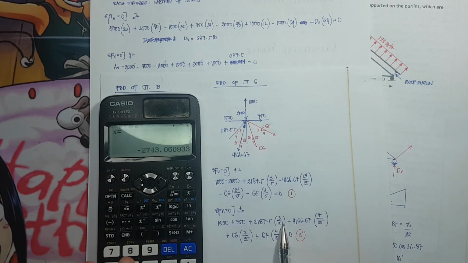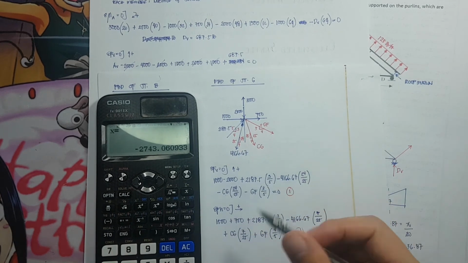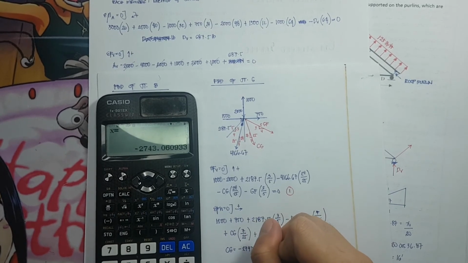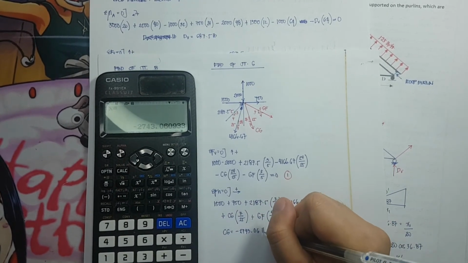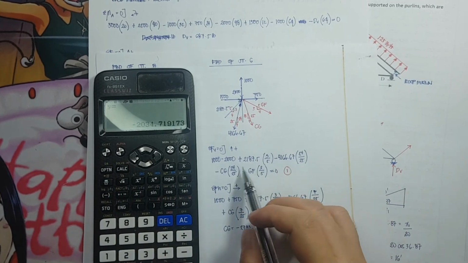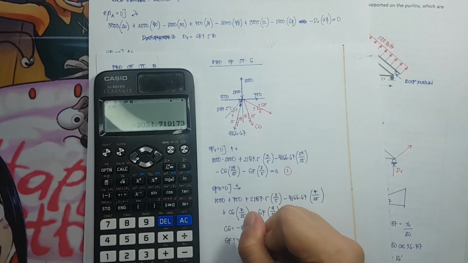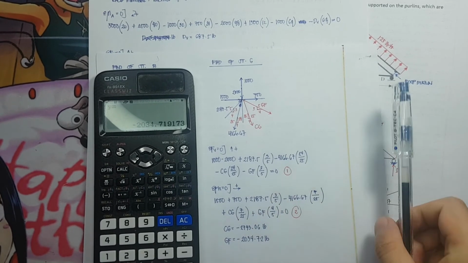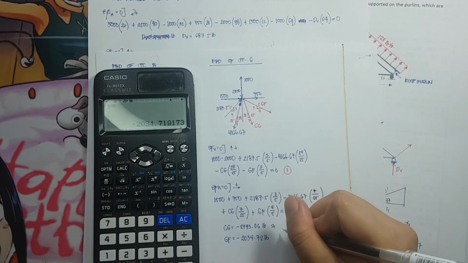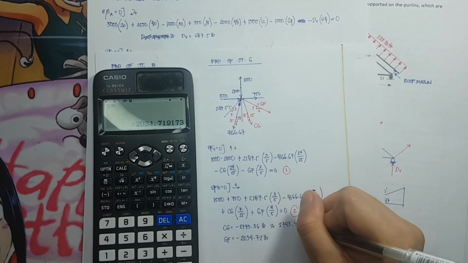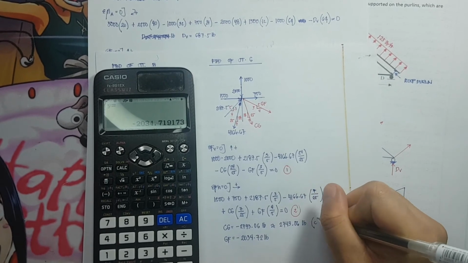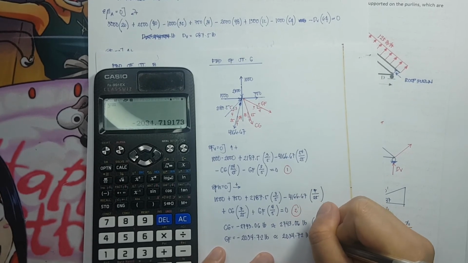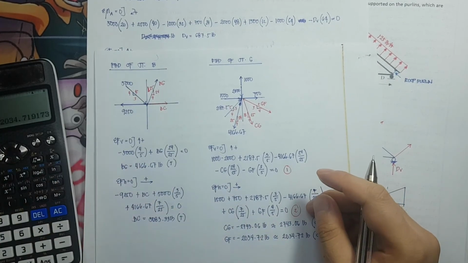And X is equivalent to CG. CG is equivalent to negative 2,743.06 pounds, and Y, that is GF. GF is equivalent to negative 2,034.72 pounds. That is equivalent to 2,743.06 pounds, and that is in compression. This is 2,034.72 pounds, and that is again in compression.